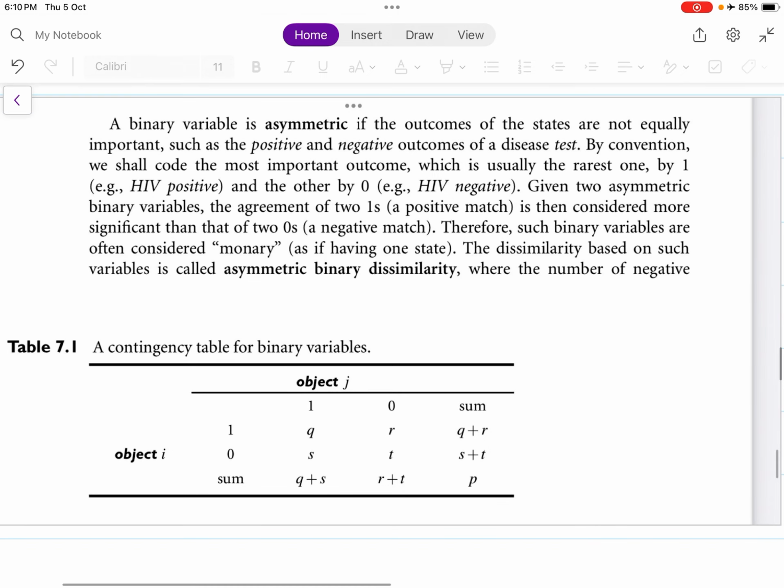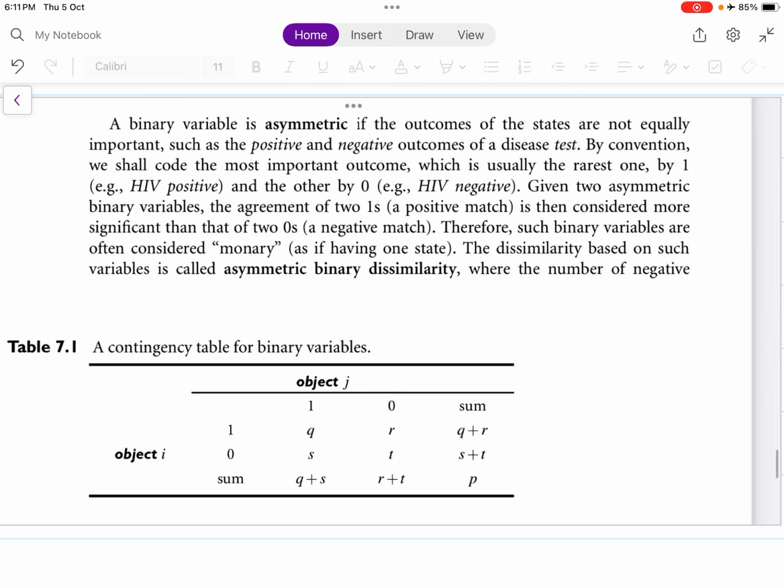A binary variable is asymmetric if the outcomes of the states are not equally important, such as the positive or negative outcomes of a disease test. By convention, we shall code the most important outcome, which is usually the rarest one, by 1, for example HIV positive, and if it is 0, then we say it is HIV negative. Given two asymmetric binary variables, the agreement of two ones is then considered more significant than that of two zeros. Therefore, such binary variables are often considered monary, that is, as if having one state.